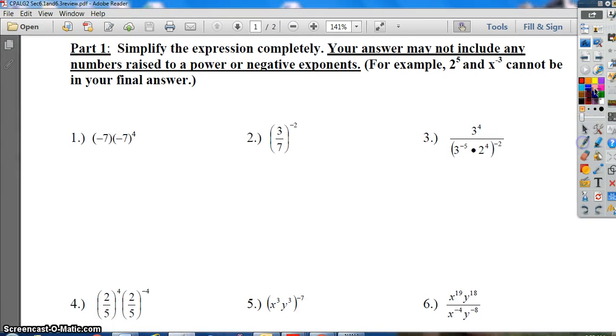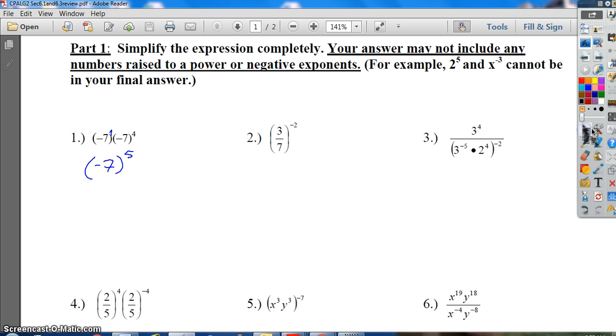Starting across the top, please read directions, guys. You're basically going to evaluate this. Do not leave numbers raised to a power of negative exponents. I'll give you an example there. So what you want to do here is add exponents. This is -7 to the 5th. Okay, we want to actually multiply that out.